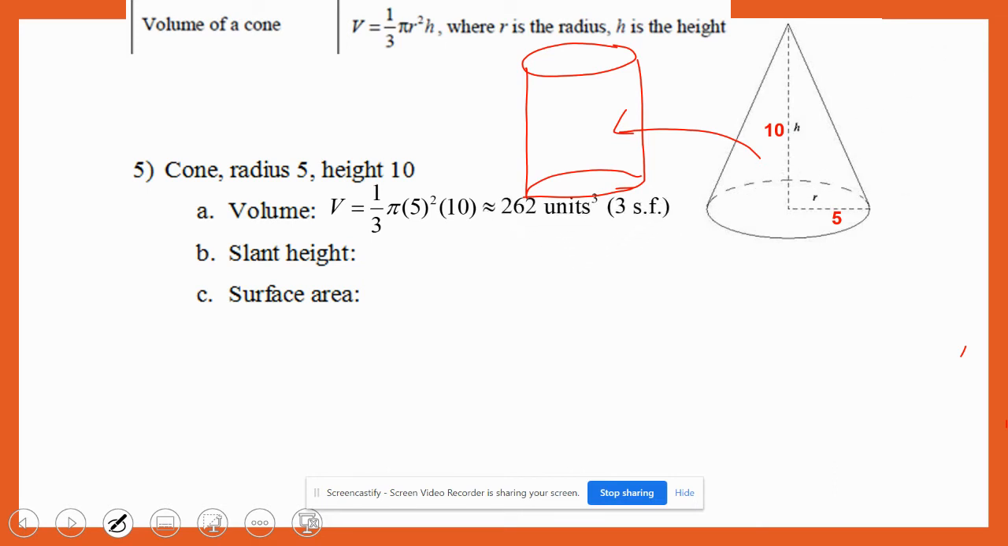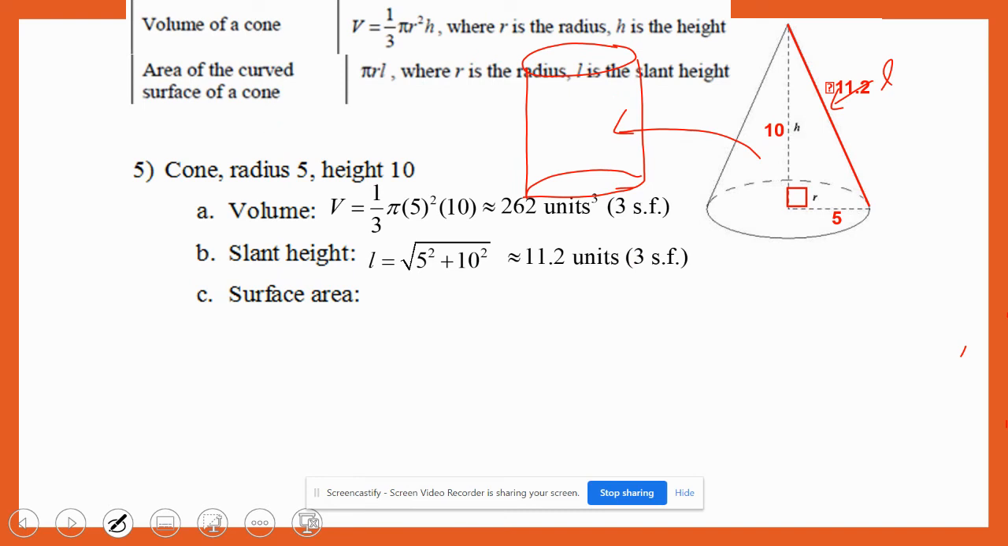The slant height, sometimes called L, you can find using Pythagorean theorem. That'd be 11.2. And then the surface area formula is pi r L. So you are using that L with the surface area because it makes kind of a funky shape when you unroll it. Okay, so those are the basic ones. Those are review from prior learning. Add that circle in for the base.